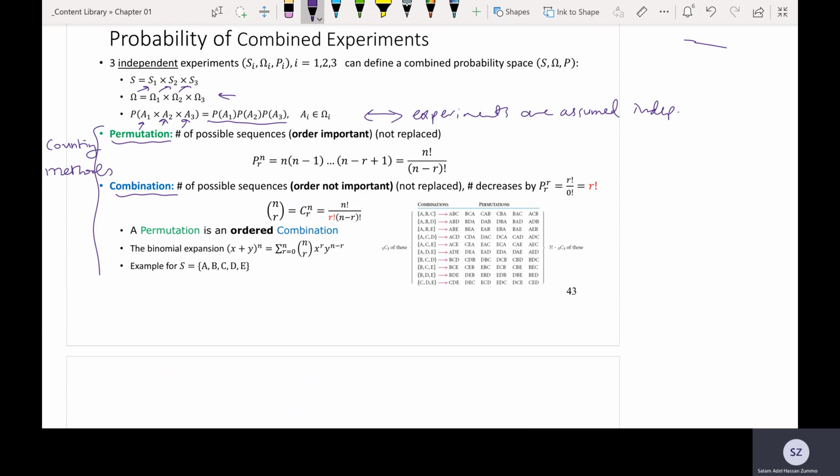Now this is selecting students, 2 out of 3. Does the order matter? Mohammed first or Abdullah first? Order is not important. I want to make a team of, for example, 2 out of 3.